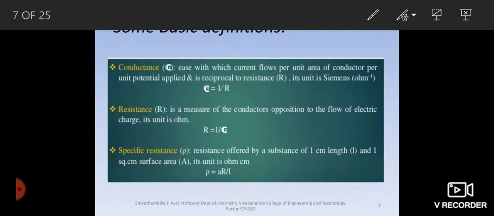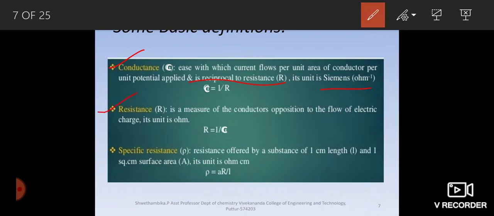From Ohm's law, we must know some basic definitions. First one is the definition of conductance, denoted as C. So here conductance, simply we can say it is the reciprocal of resistance, or else it is nothing but the ease with which current flows per unit area of the conductor per unit potential applied. So the unit is ohm inverse, as it is the reciprocal of resistance, or Siemens.